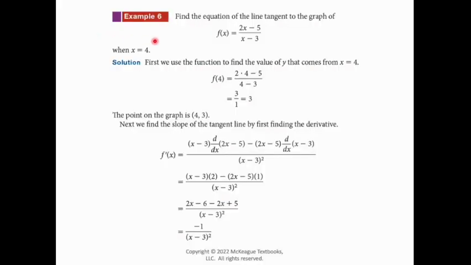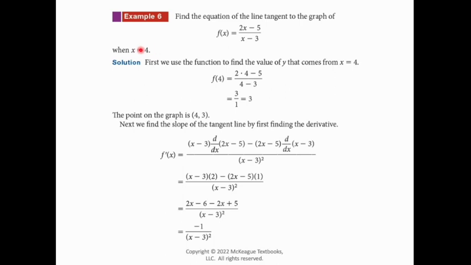Looking at example 6, we have a function that's defined by a polynomial on top divided by another polynomial on the bottom. And the question is asking us to find the equation of the tangent line at x equals 4. So we're not given the corresponding y value that goes with x equals 4. So let's do that first.